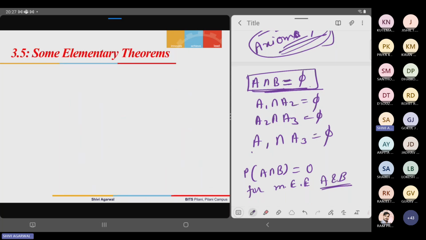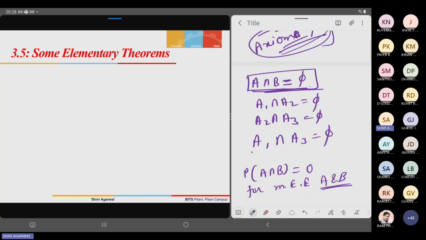Okay. After that, we are just doing some elementary theorems. So we are doing some theory, and then we will do some examples related to the probability. So don't worry about it, we will do it. This is the second axiom of the probability: the probability of the sample space is always equal to 1.